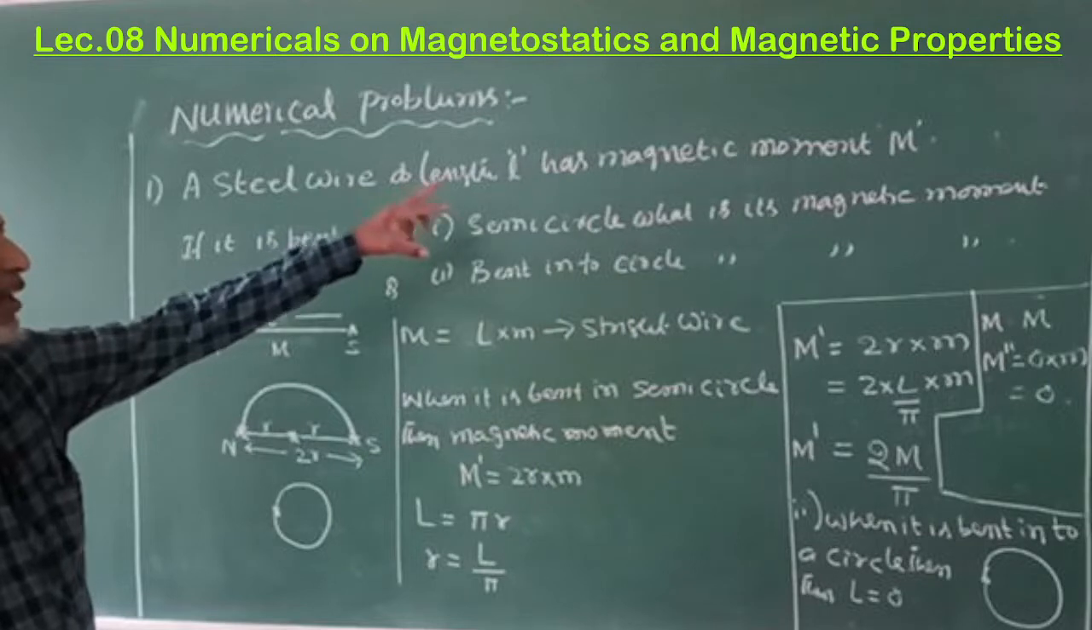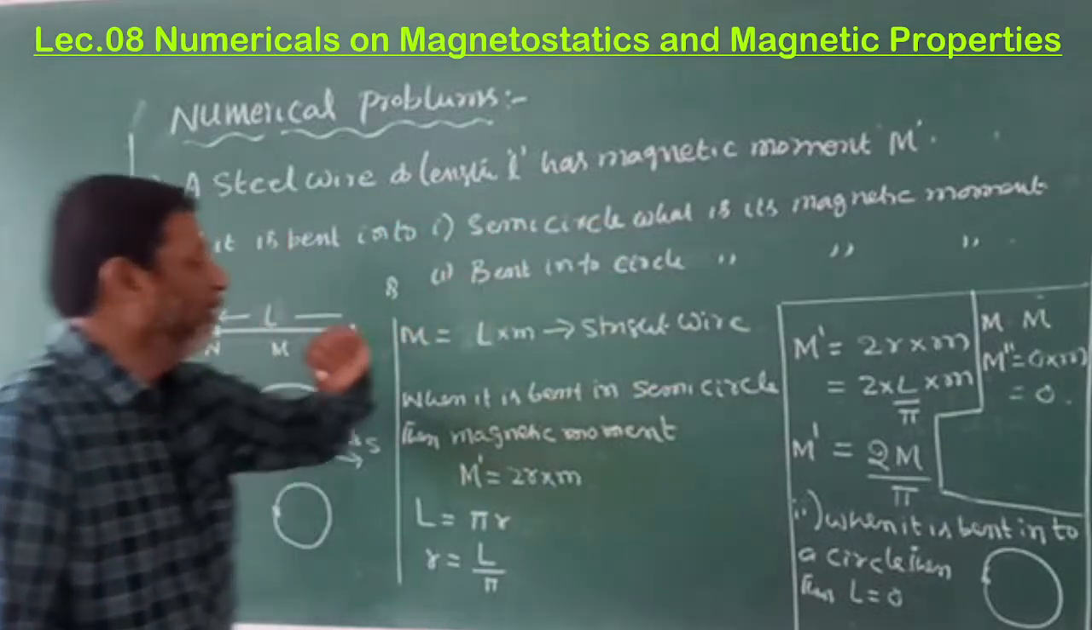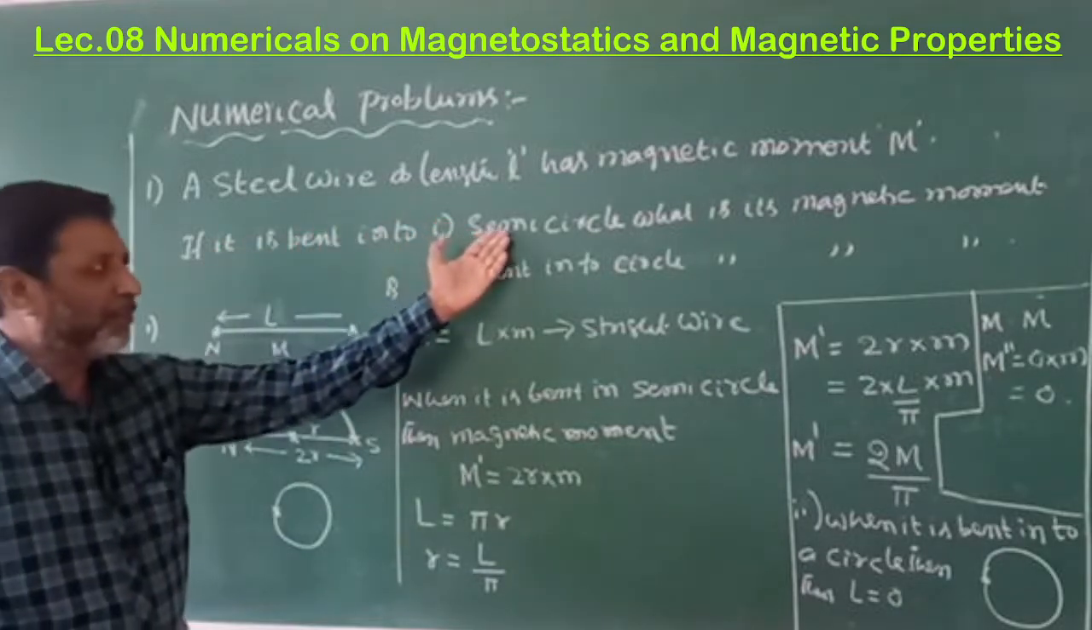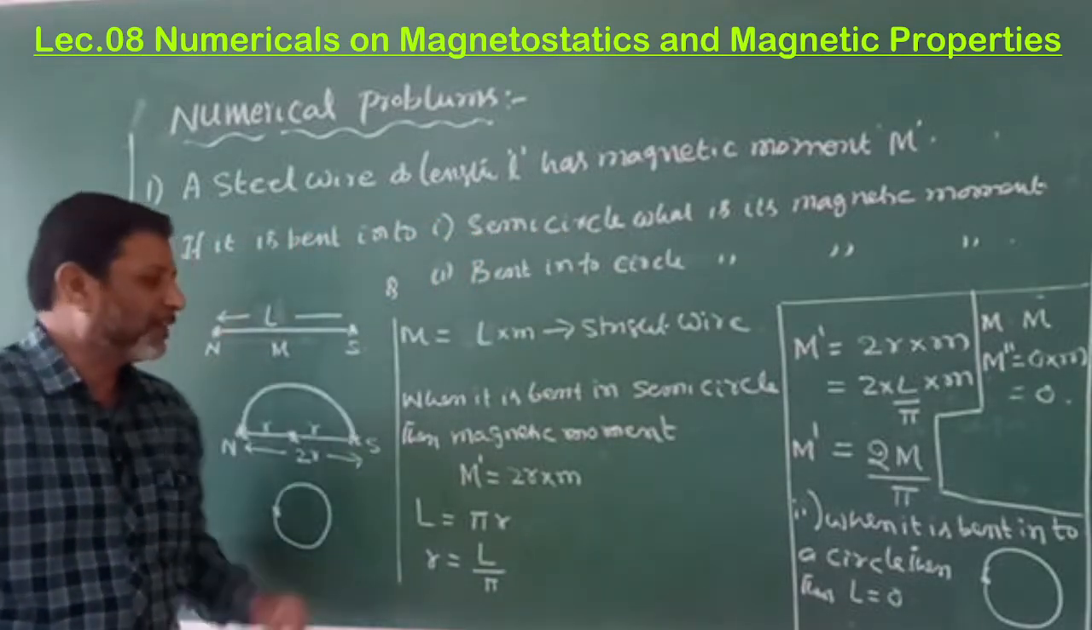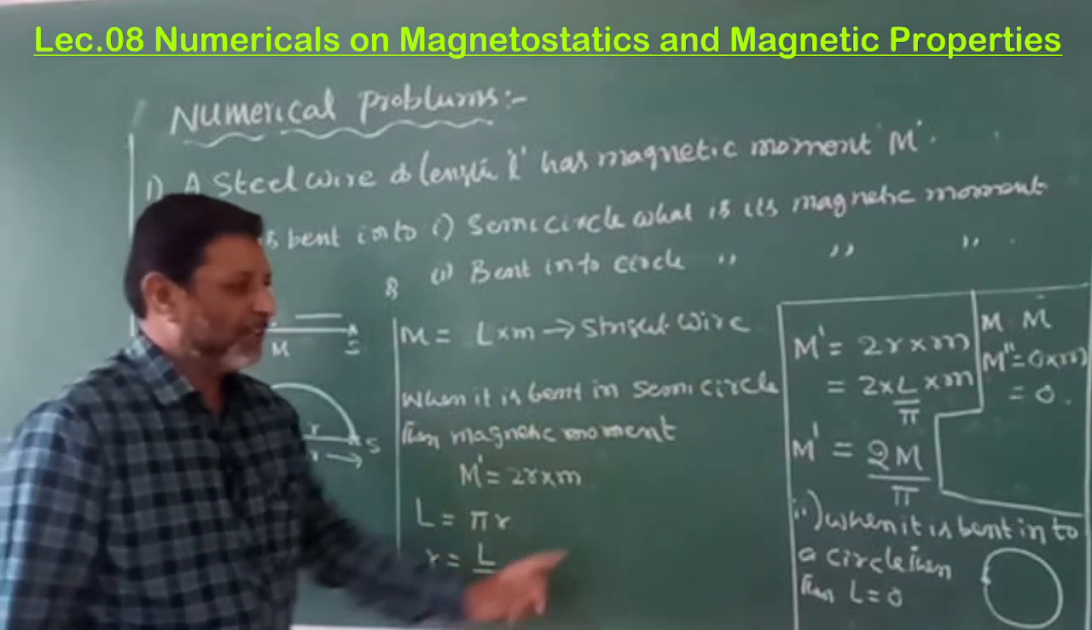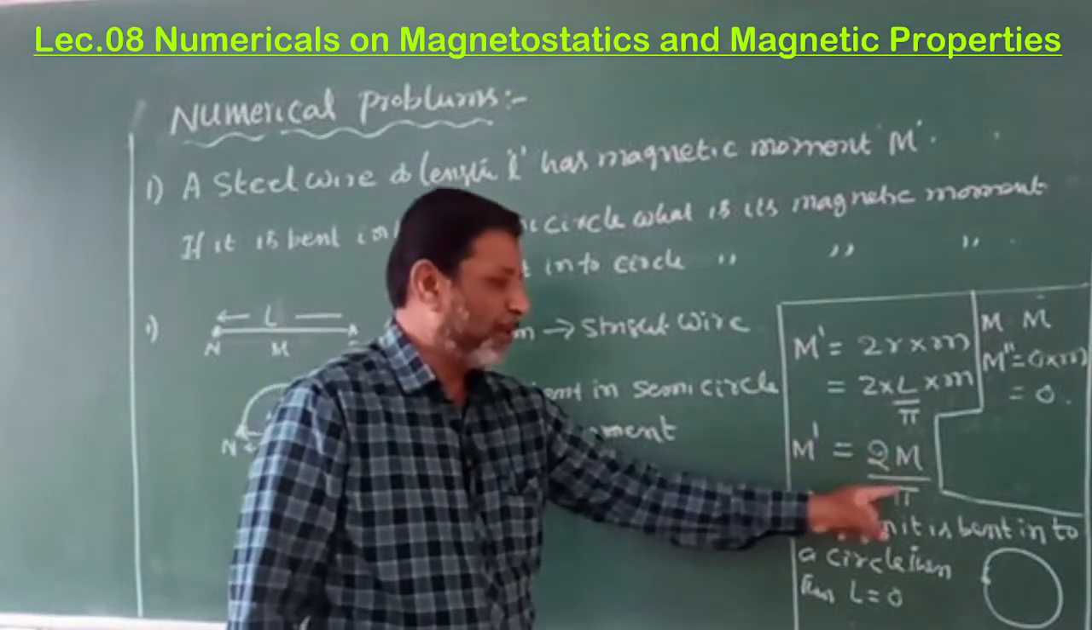Here, when a steel wire of length L has a magnetic moment M when it is in straight form, and it is bent in the form of a semicircle, then the magnetic moment is equal to, we found, 2M divided by pi.